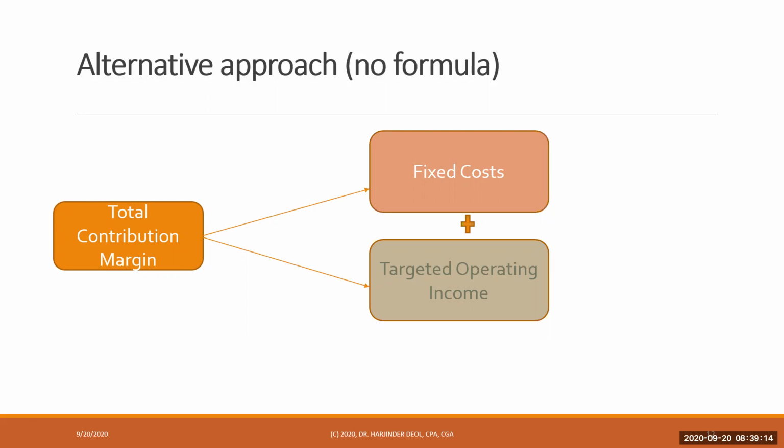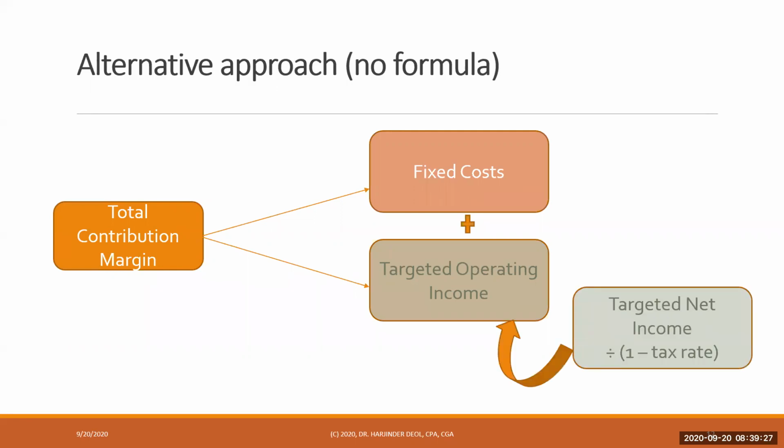So if we are asked to do calculations for a targeted net income, we have to convert that targeted net income amount into a targeted operating income. And that is done by dividing the targeted net income by 1 minus the tax rate. So targeted net income divided by 1 minus the tax rate gives us the targeted operating income. Add to that the fixed costs, we get total contribution margin that the company has to earn.